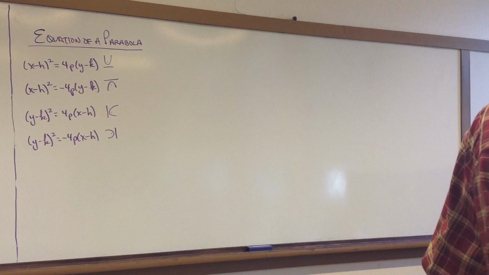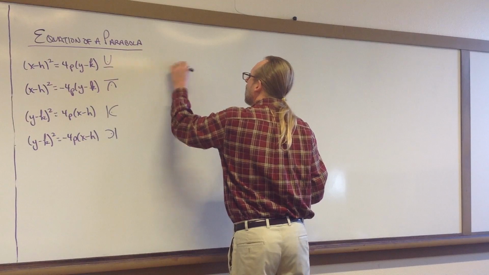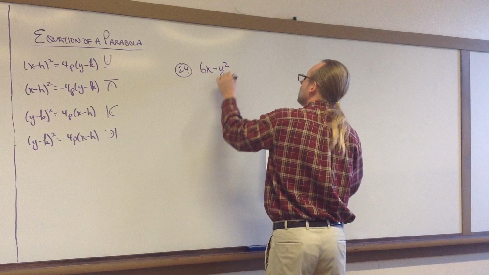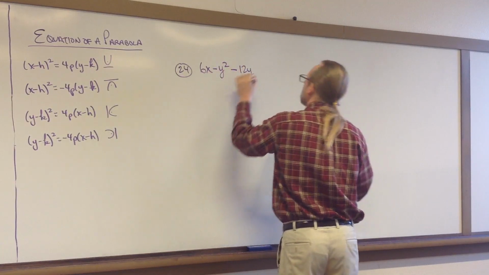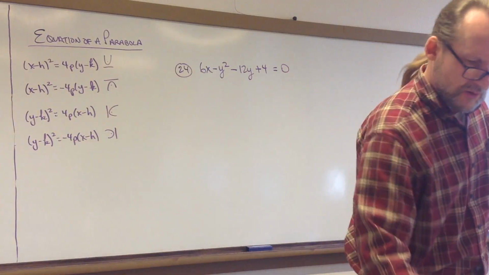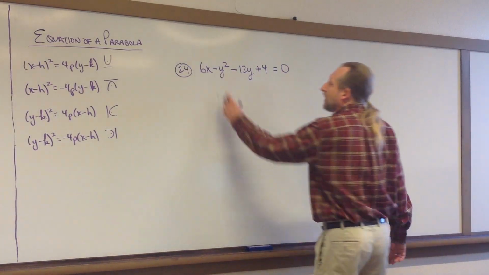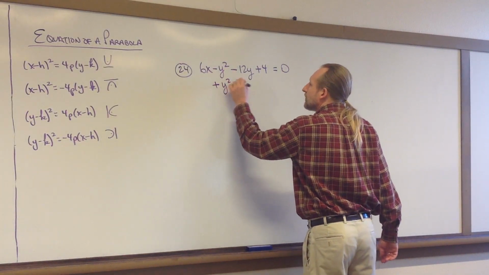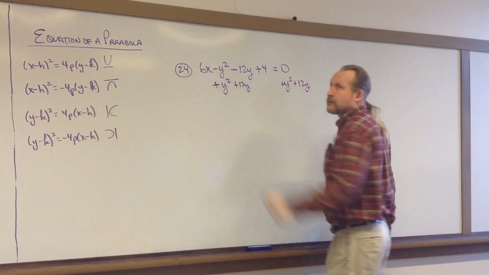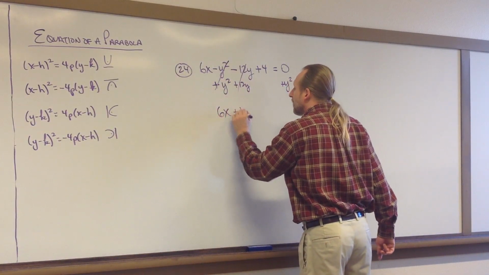Let's see here. 24: 6x minus y squared minus 12y plus 4 equals 0. Okay. I'm going to move these over to the other side. If you want to complete the square, I would recommend having a positive squared term. It makes that process of completing the square much simpler.